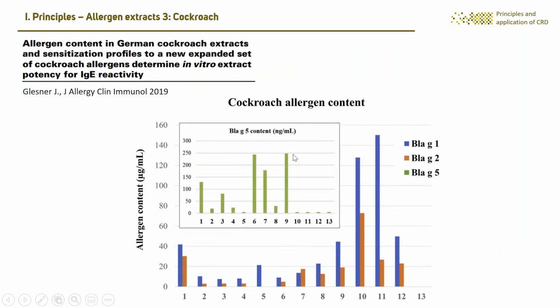And you can continue with other allergen sources. You will find the same discrepancy. Here, it's cockroach extracts. The charts show concentrations of 3 major allergens from cockroach, Bla g 1, 2, and 5 in different products. And you see at first sight that there's again a huge difference. For example, here, Bla g 5 is missing in some products.